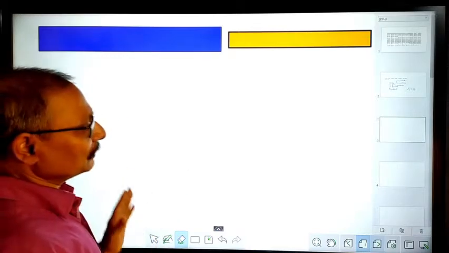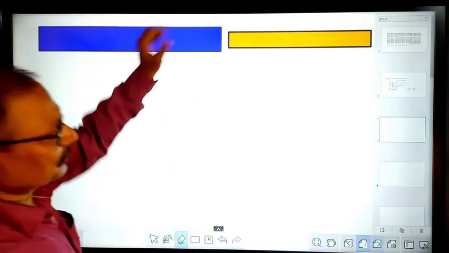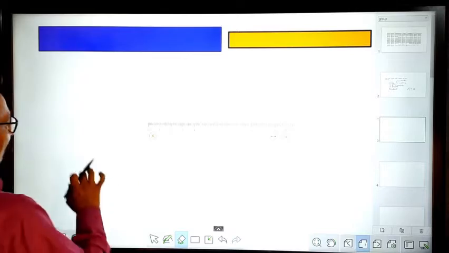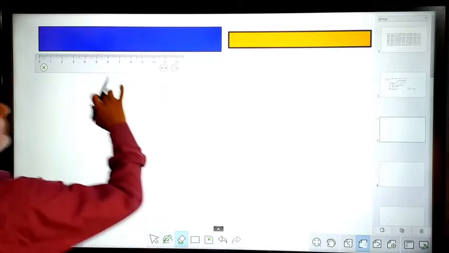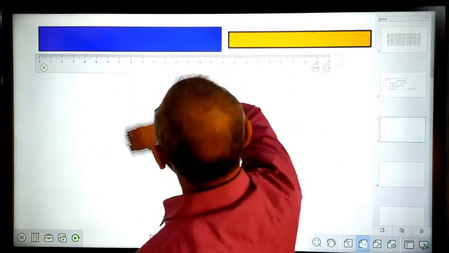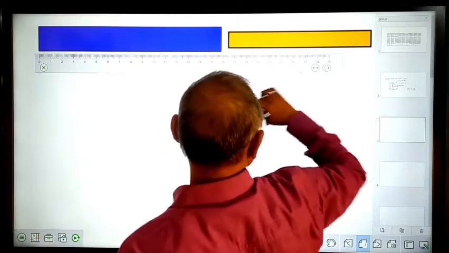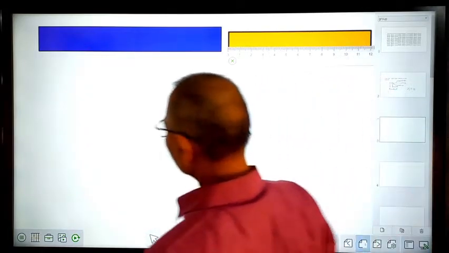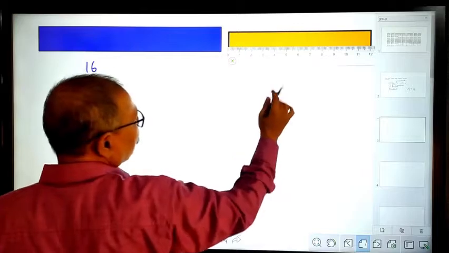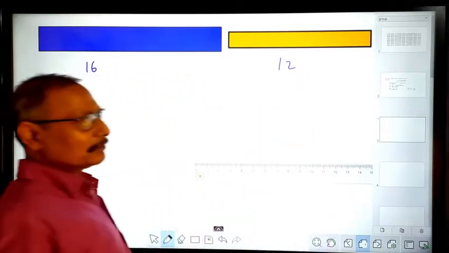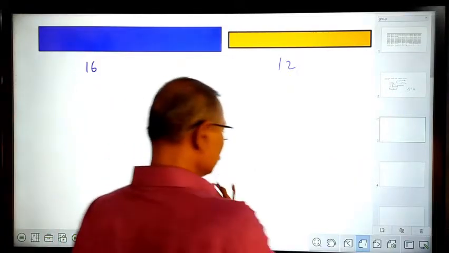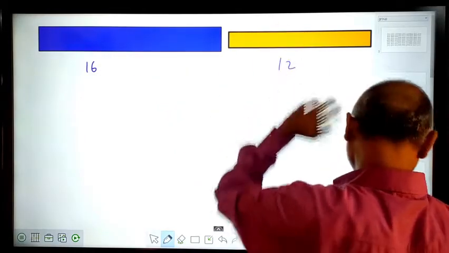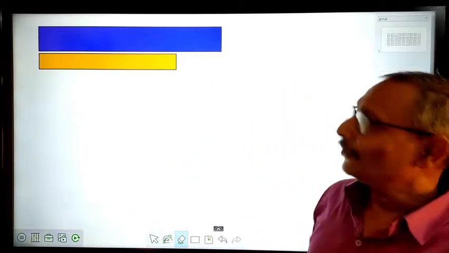Here I could make this one for you. We took two lengths having some units of length. First of all, I should measure this one. This one is of 16 units, and the second one is of 12 units. Now we want to know the HCF of these two numbers. For that purpose, first of all we divide the longer one, the greater one, by the smaller one, and we got some remainder.